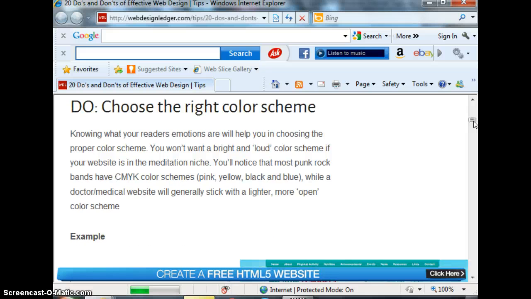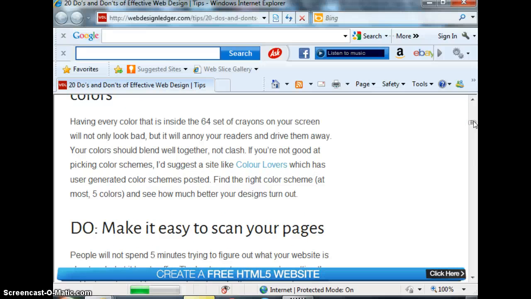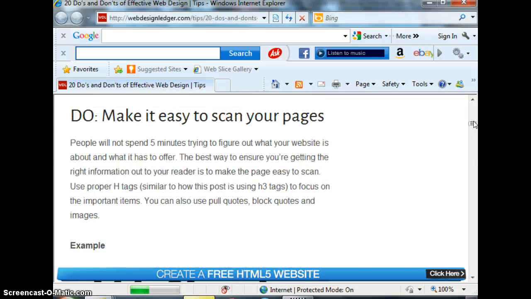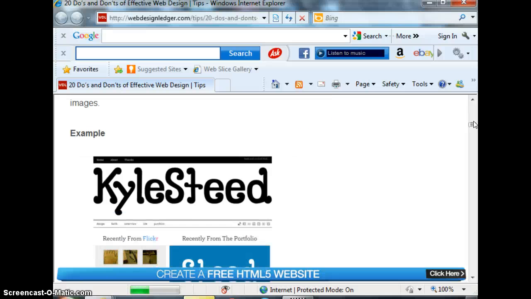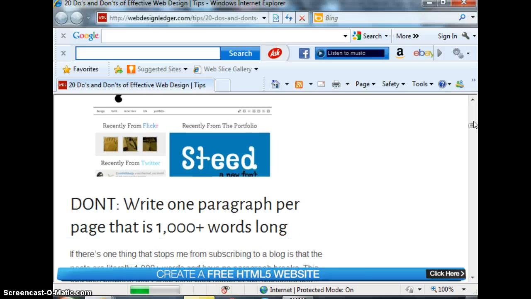Choose the right color scheme. It gives examples: don't overdo it with 20 different colors. Make it easy to scan your pages. Again, I'm doing third grade. I have to get my information simple and across to my young reader.